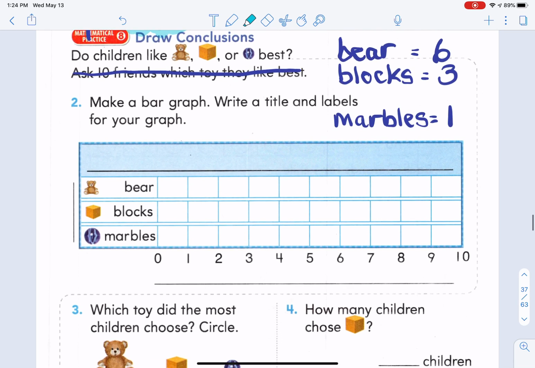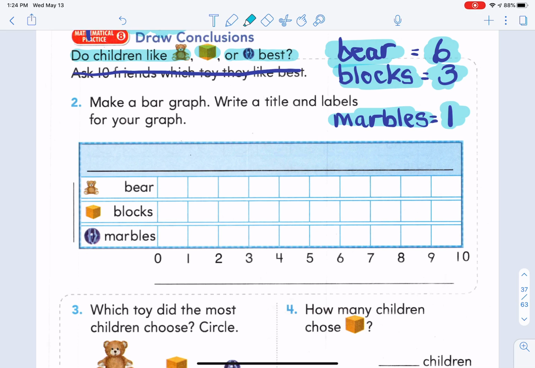Now, here's the problem on page 595. It says, do children like bears, blocks, or marbles best? We're not in school, so we can't take a vote, but I've got the information that we need right here, and I wrote it down. So we've got 6 children that like bears. For blocks, we've got 3 children. And then for marbles, 1 child.